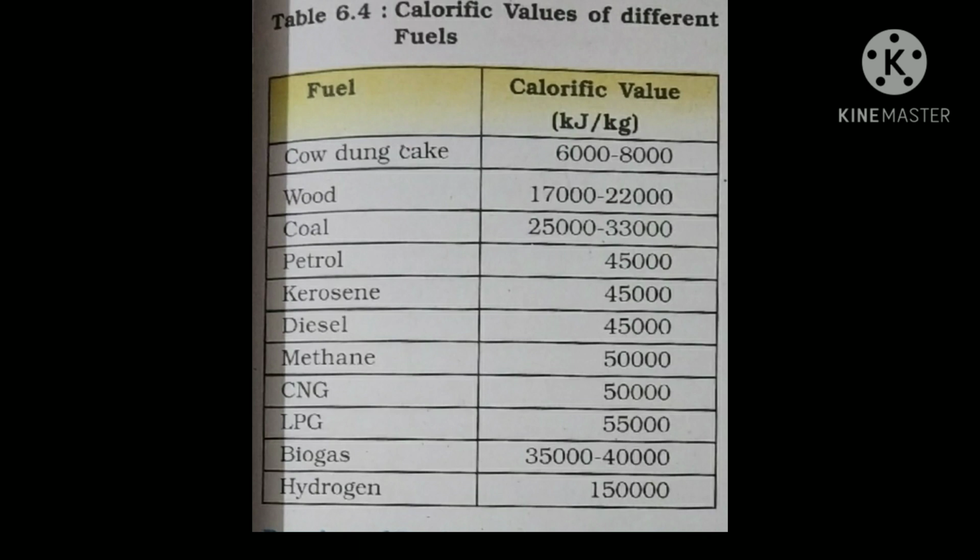But for domestic purposes, we cannot use hydrogen because it is highly inflammable. So we are choosing the next option, that is LPG, CNG and methane, which is the major content of cooking gas. Okay, so that's all about fuel efficiency and calorific value.